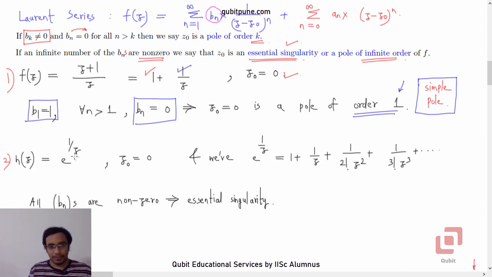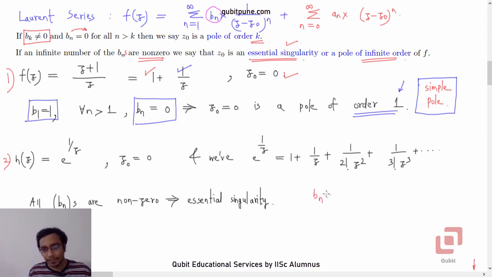In one of our previous problems, we considered the Maclaurin's expansion of e to the power t, right? So this function is h of z equal to e to the power 1 over z. Again, the center is 0. So this time you observe that the Maclaurin's expansion produces e to the power 1 upon z as 1 plus 1 upon z plus 1 upon 2 factorial into z squared plus 1 upon 3 factorial into z cube and so on. So what do you observe here?